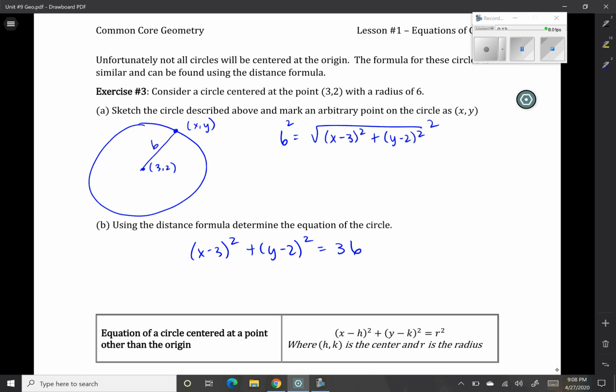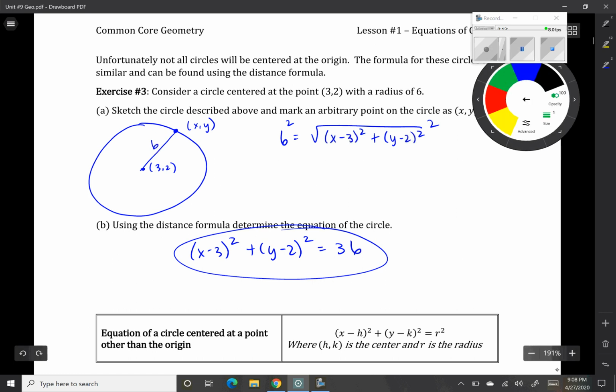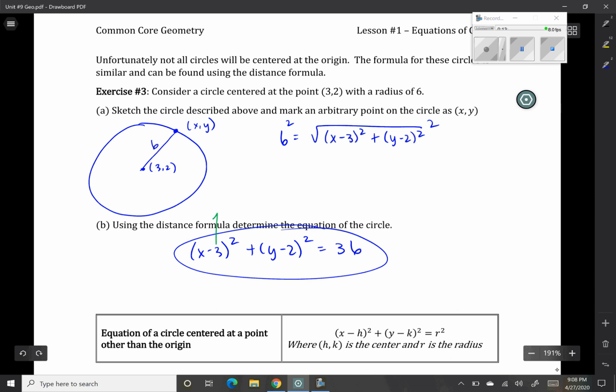Now, this is my equation of the circle. Looks kind of crazy, but there's a lot of things that make this formula easy. We'll notice two things, I'm hoping. So the first thing I'm noticing is this is the x value of the center. This is the y value of the center, right? The center here was 3, 2, so I have 3 and 2. And this 36 represents the radius squared. So if the radius is 6, if I square 6, I get 36.